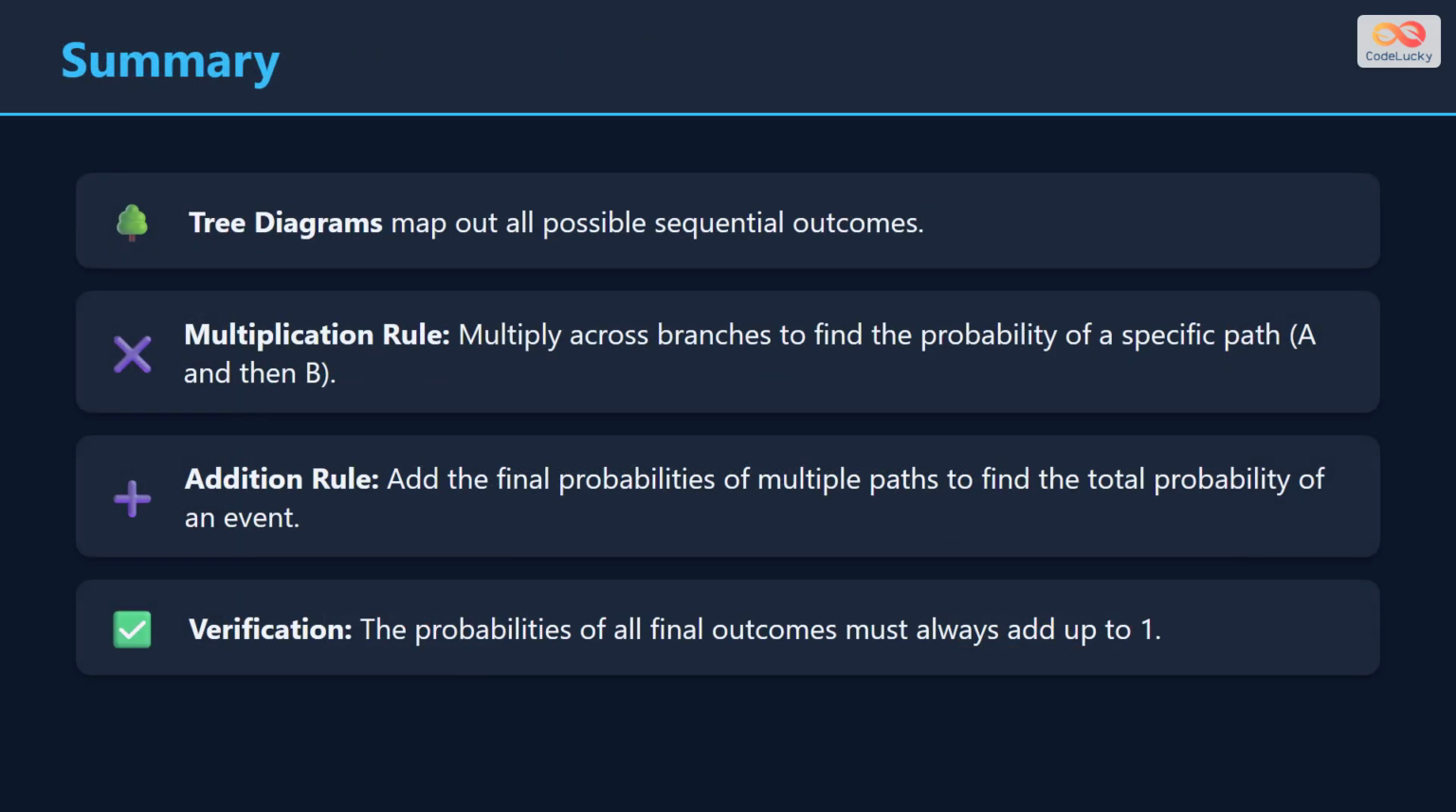To wrap up, remember these 3 keys. First, tree diagrams map out every possible path for sequential events. Second, use the multiplication rule along the branches to find the probability of one specific path. And third, use the addition rule to combine multiple paths to answer broader questions. With these tools, you can visualize and solve complex probability problems with confidence.